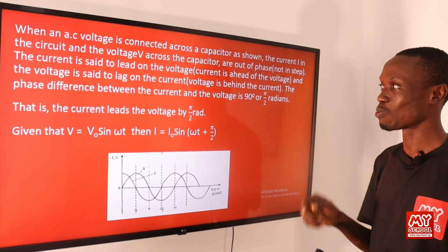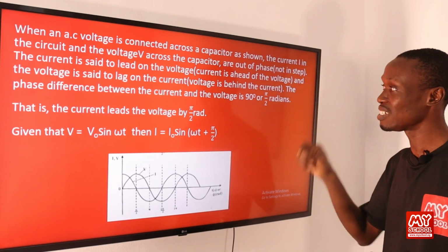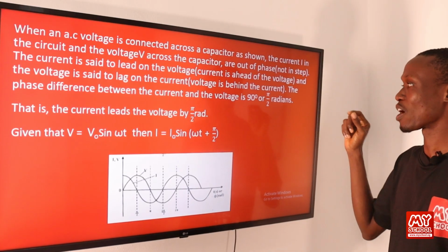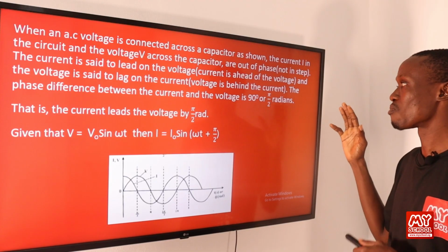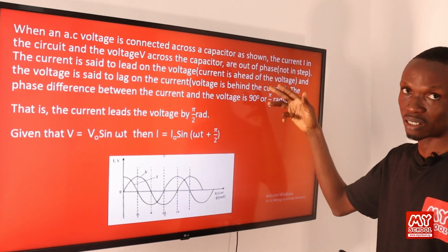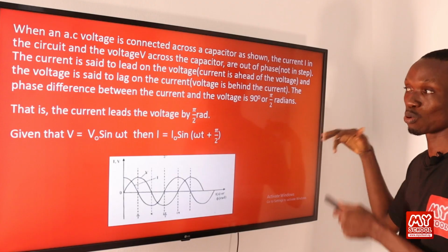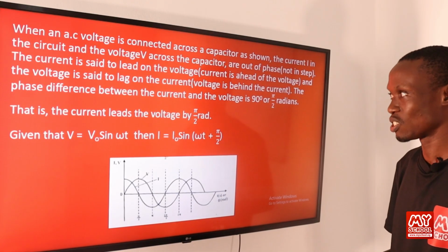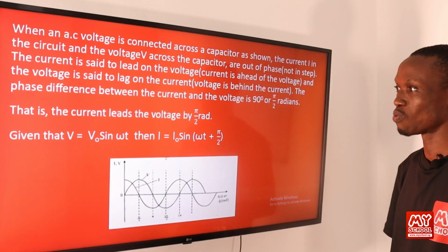So the phase difference between the current and the voltage in this case is 90 degrees or pi over 2 radians. Now remember that 90 degrees is equivalent to pi over 2 radians. That is, the current leads the voltage by pi over 2 radians.